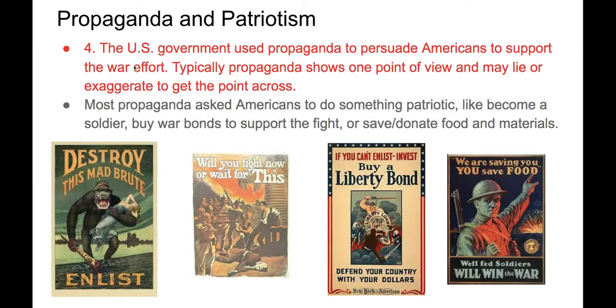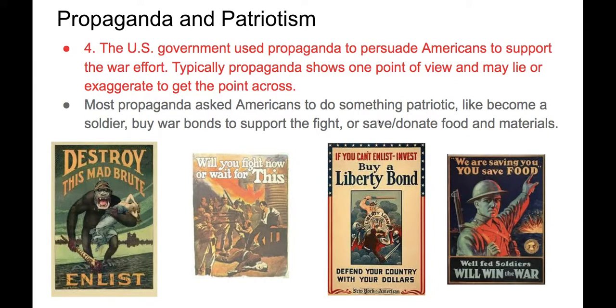And so propaganda shows one viewpoint, the view that everyone needs to support the war, and may lie or exaggerate to get points across. So they may lie and call the other side, like the Central Powers, bad names, right? They might say they're evil people, they're doing all these terrible things. They're not telling the truth to try to get you to support the Americans, and they're going to do whatever they can to make you do it.